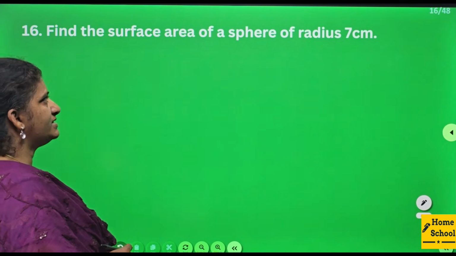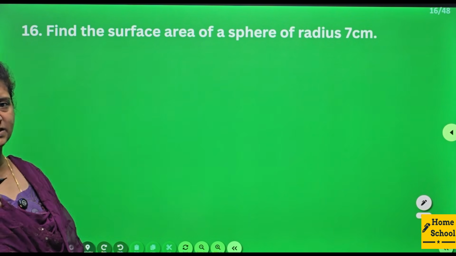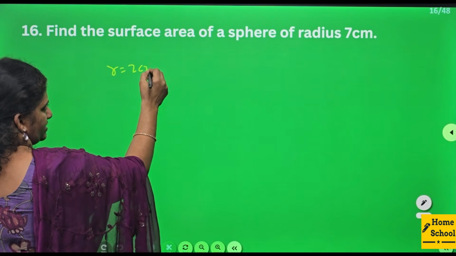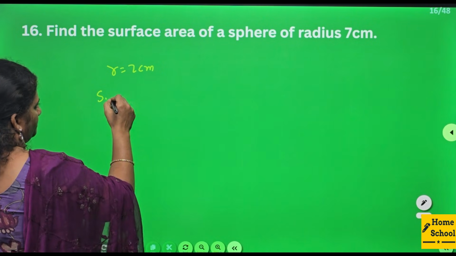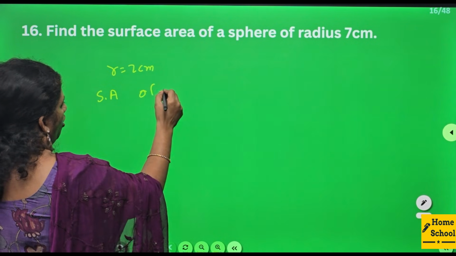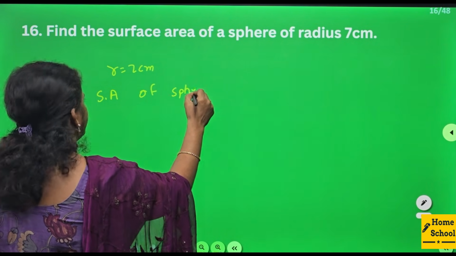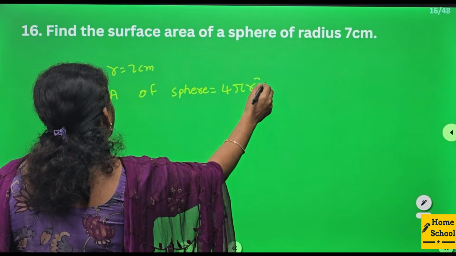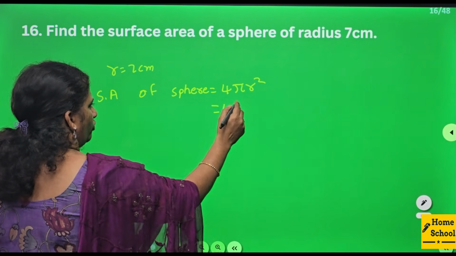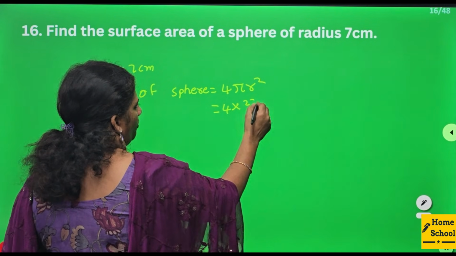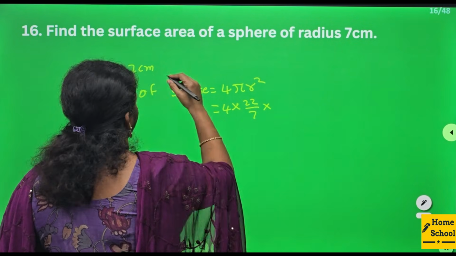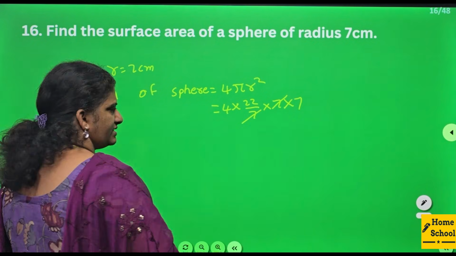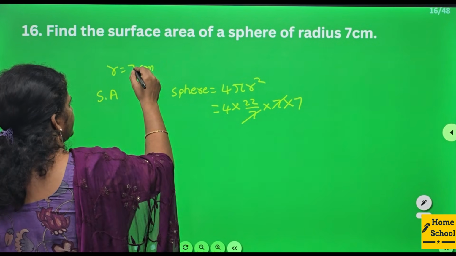16th. Find the surface area of a sphere of radius 7 centimeters. Given radius is equal to 7 centimeter. Surface area of sphere. What is surface area of sphere formula? 4 pi r square. 4 into pi value 22 by 7. We know radius, that is 7 into 7. 1 7, another 7 will be cancelled.